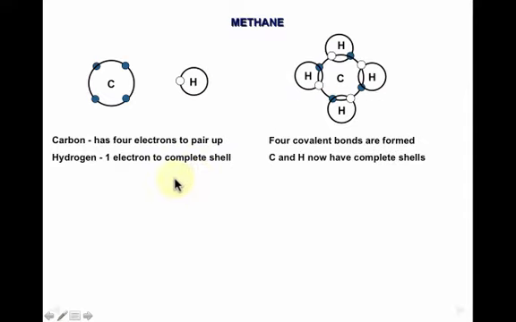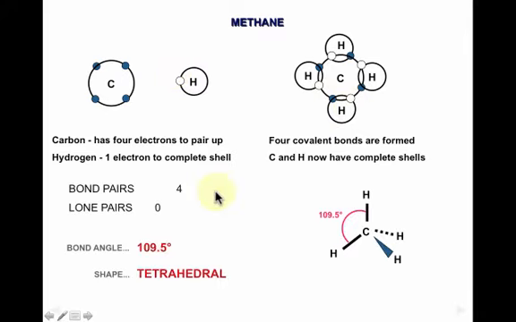Next one we're going to look at is methane, a bit more interesting now. So we've got 4 electrons which form 4 bonds. 4 electrons in carbon's shell form 4 bonds. So there's 4 valence shell electron pairs, all bonding pairs. They repel each other to form a tetrahedron. So this shape's called tetrahedral, and the bond angle is 109.5.